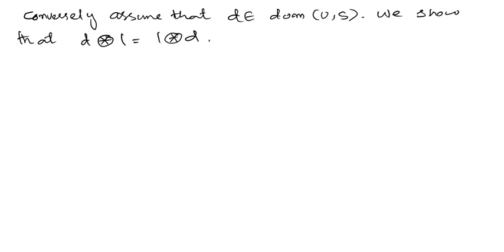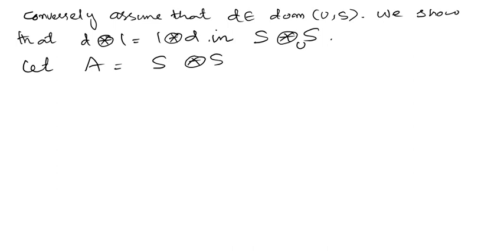So let us denote this S tensor S over U, which is true in S tensor S over U. So let A be equal to S tensor S over U. Let's denote this tensor product by A. Then A is an SS bisystem, or this tensor product is an SS bisystem.